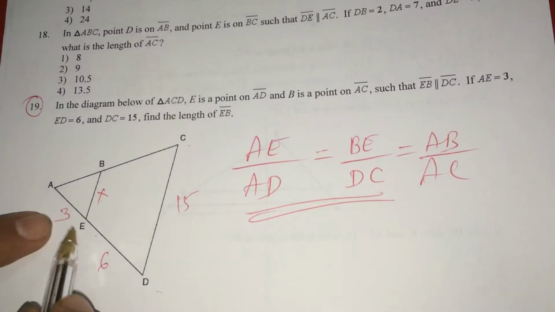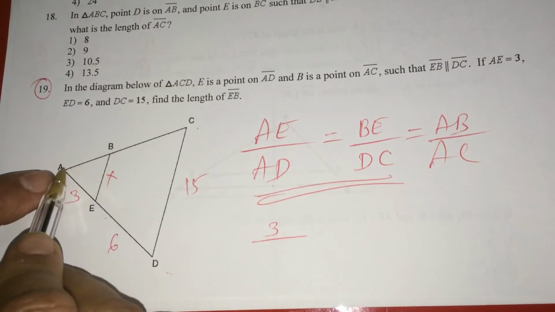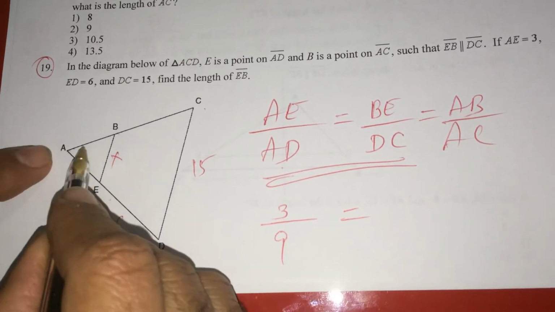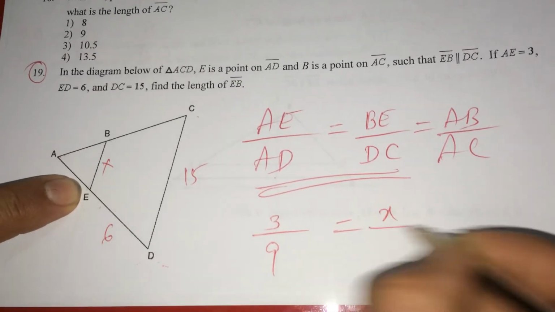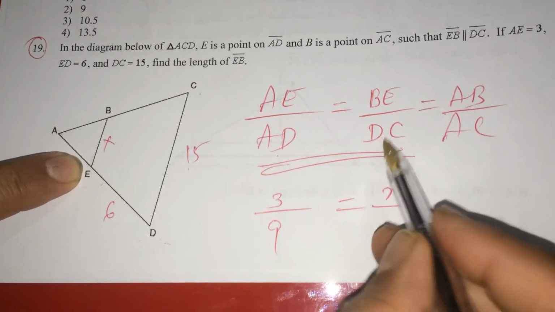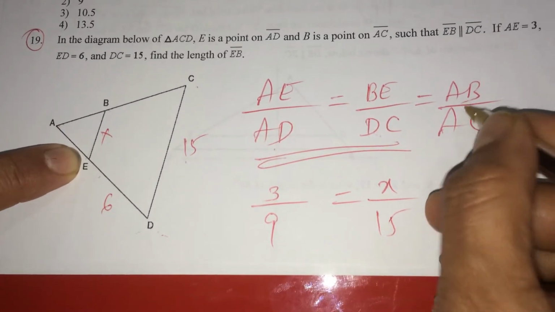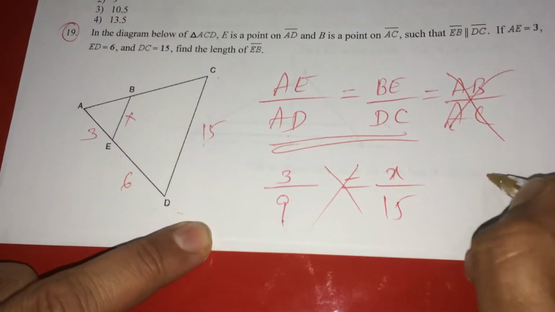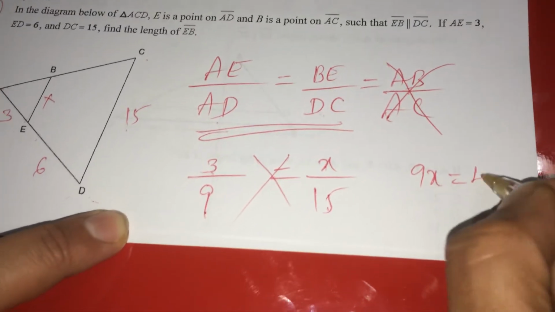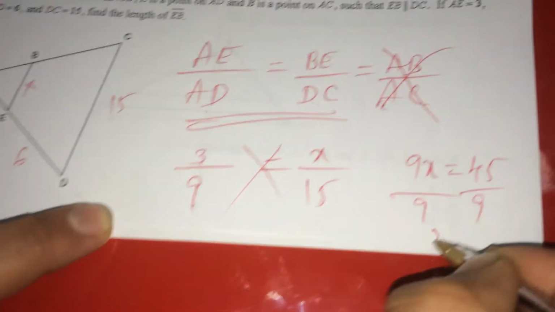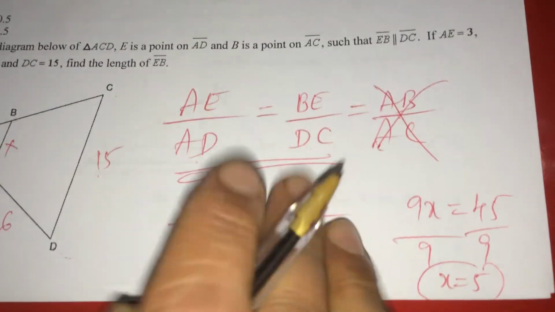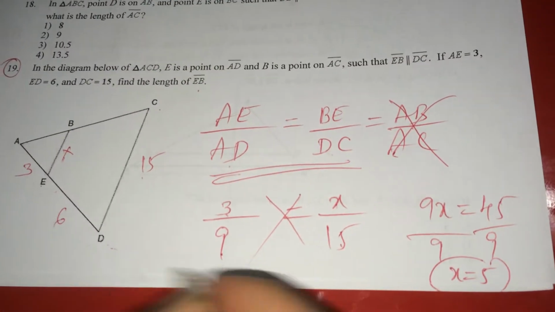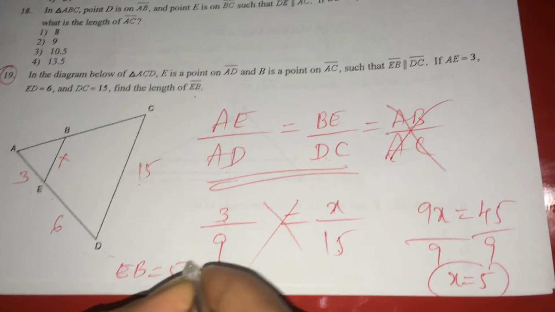So AE, how much is given? 3, and AD, the full, if it is 3 and 6, total 3 plus 6 is 9, and BE, we don't know, so X, and DC, that is 15. This one is not necessary for us, so I am not taking that. So cross multiply. 9 times X is 9X, 15 times 3 is 45, and divide by 9 on both sides. X is 5. In this way you have to find the length of EB, which is X. So EB is equal to X, that is 5.